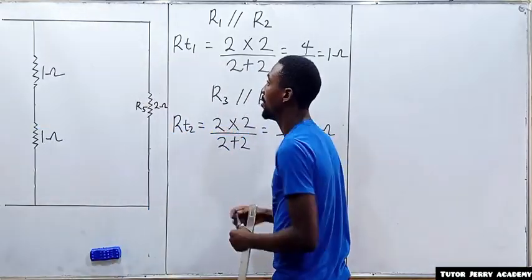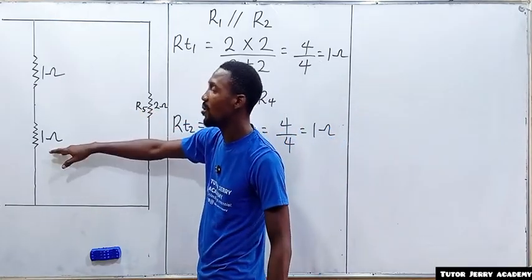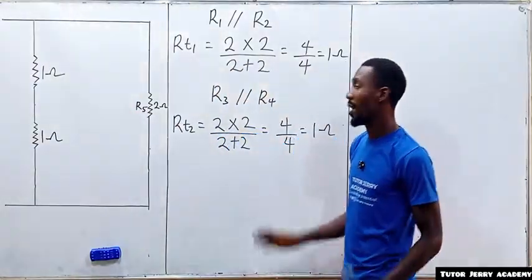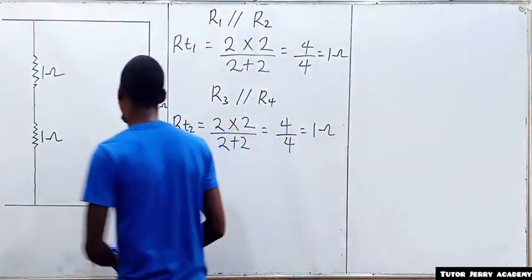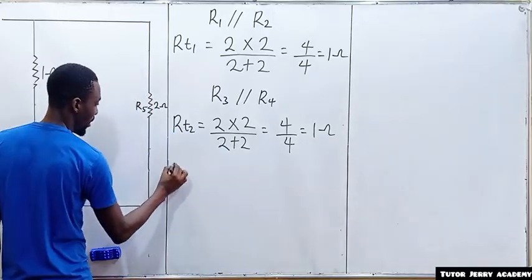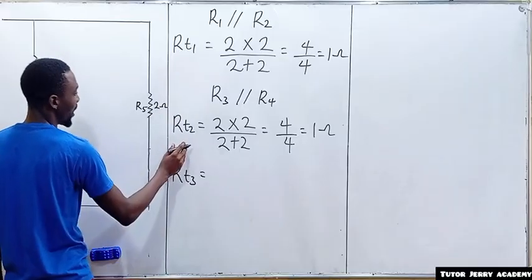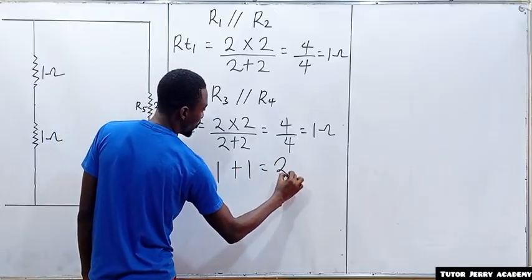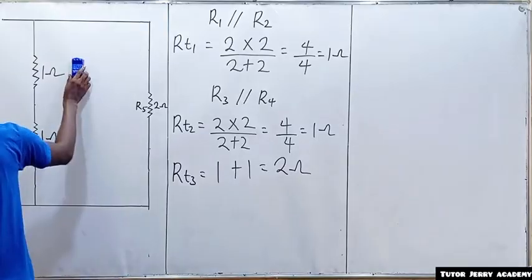So the next thing you are going to notice is that this 1 ohm and this 1 ohm are going to be in series, right? So we are going to add the two together. So we are going to have RT3 now. RT3 will be equal to RT1 plus RT2. That is 1 plus 1, which is going to give us 2 ohms. So we can therefore clean this.